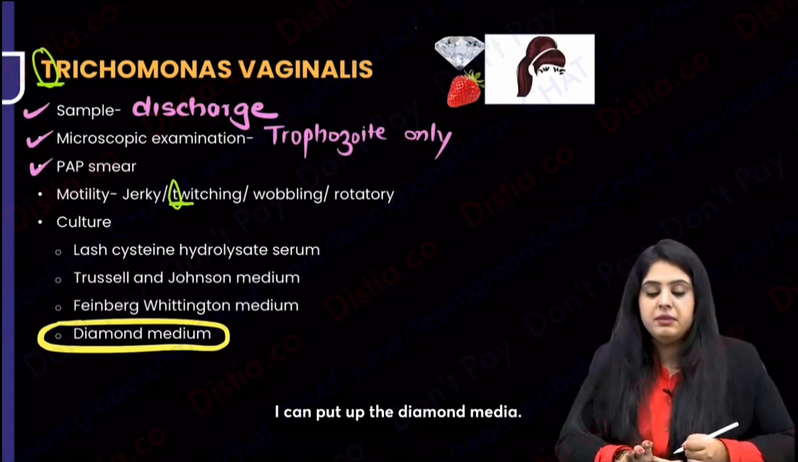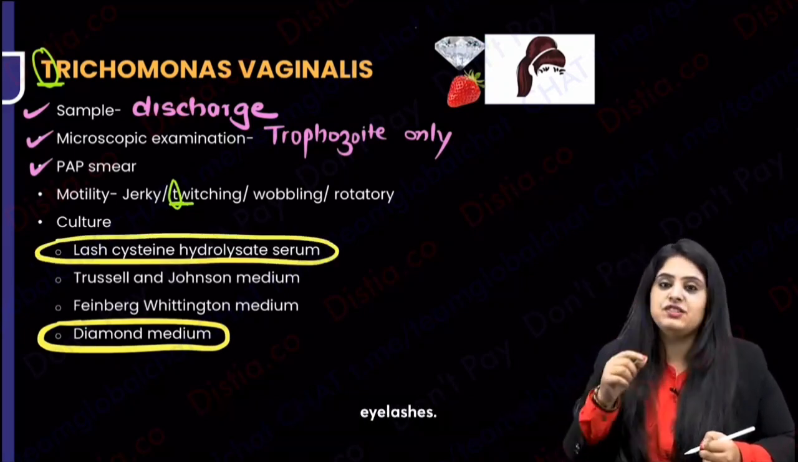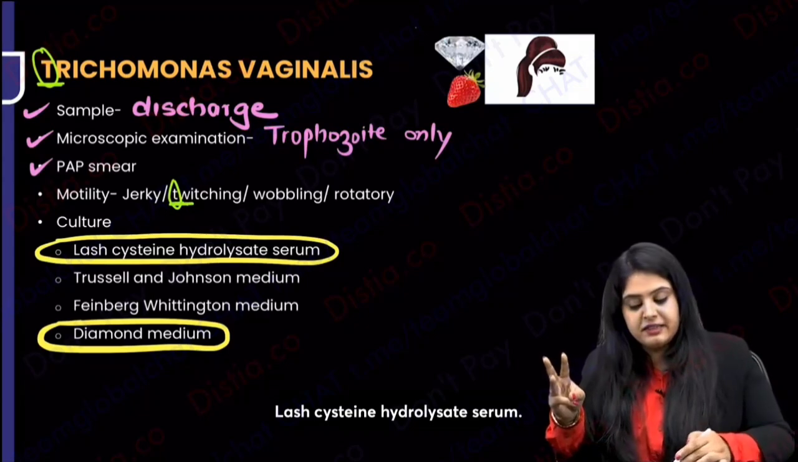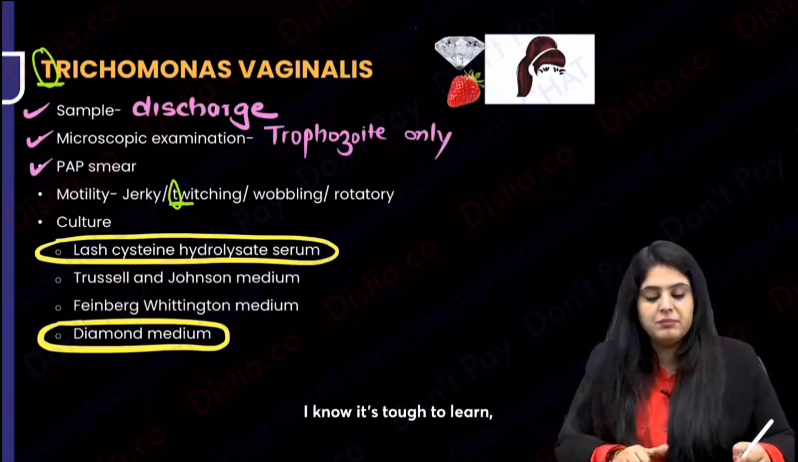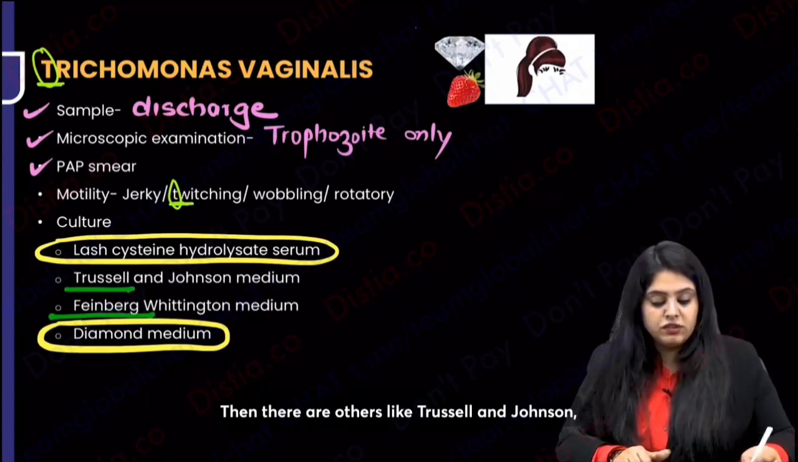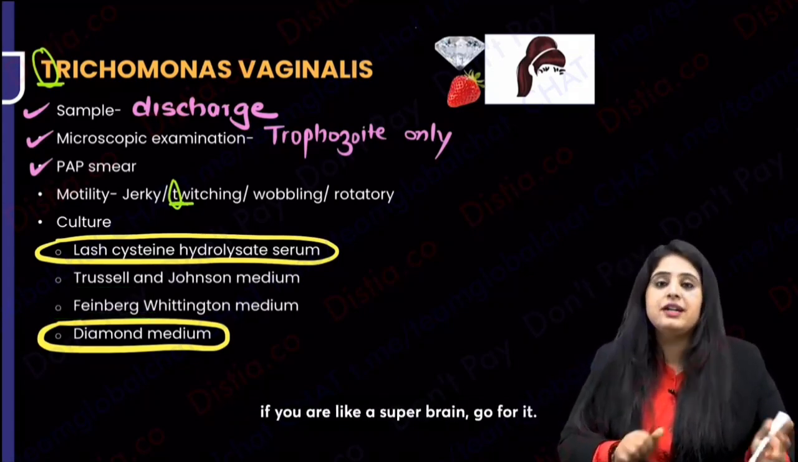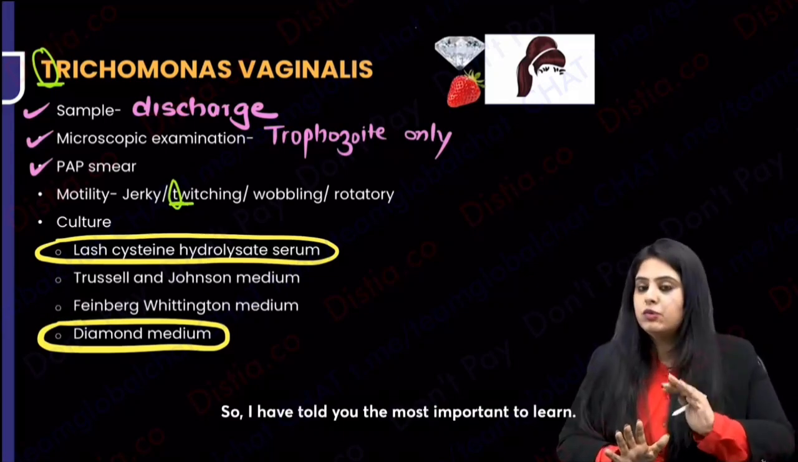I can put up the diamond media. I can also put up something to do with the lashes, eyelashes: lash cysteine hydrolysate serum. I know it's tough to learn, but that's the best mnemonic that I could make. Then there are others like Trussell and Johnson, Feinberg, Whittington. If you can learn, if you are like a super brain, go for it. I know it's very difficult.